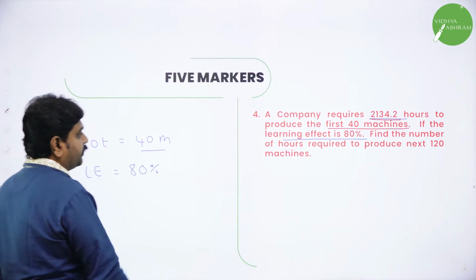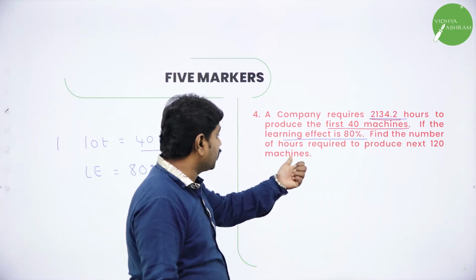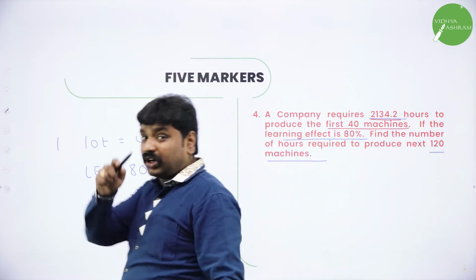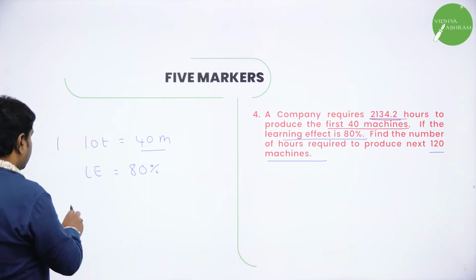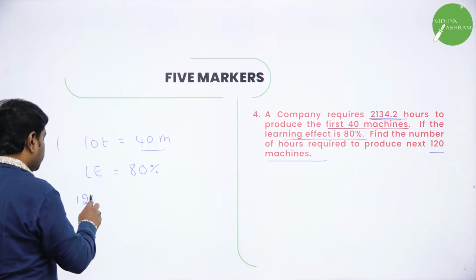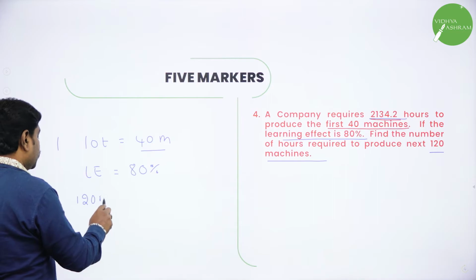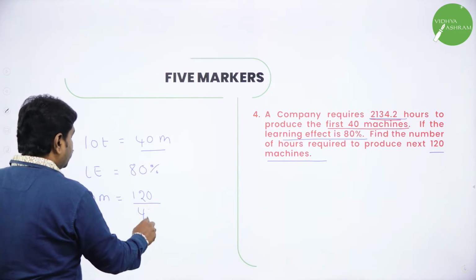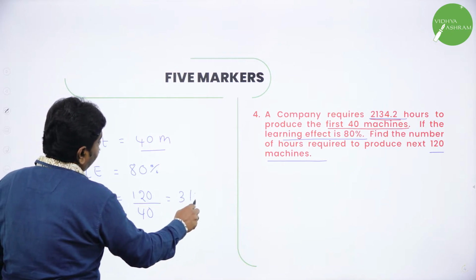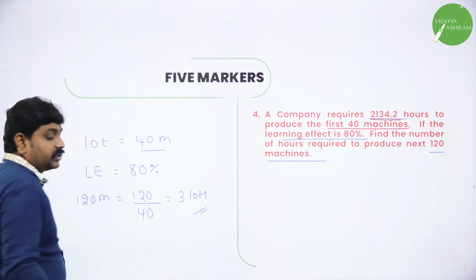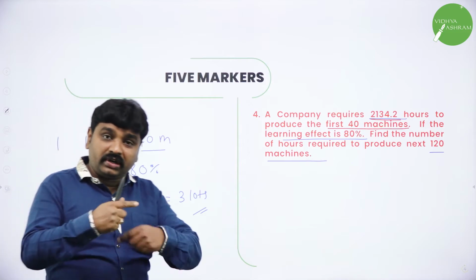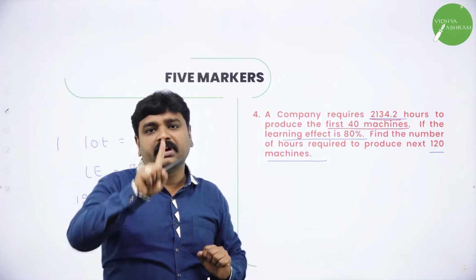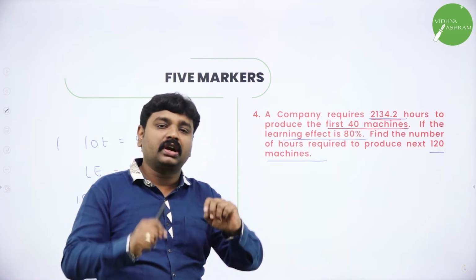And what else is given? Further, find the number of hours required to produce the next 120 machines. They want time for 120 machines. 120 machines means how many lots? 120 divided by 40 means 3 lots. They want time for 3 lots. I am repeating, when you double the numbers, you will not get 3. So what you should do? Do for 4 lots, subtract 1 lot. 4 lots minus 1 lot gives you 3 lots.